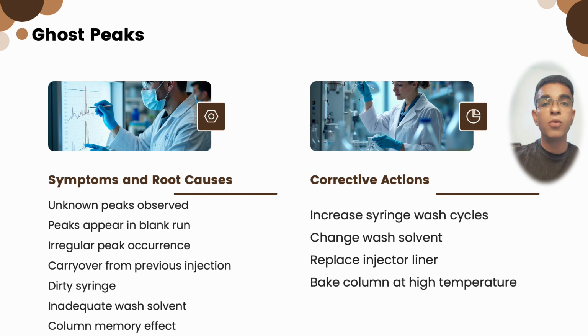Ghost peaks are one of the most confusing problems in GC analysis. Even when blank injections are run, unexpected peaks appear. This problem usually occurs due to carryover from the previous samples. Highly concentrated or sticky compounds tend to remain inside the syringe, liner or the column. Inadequate syringe washing allows residual compounds to reappear in subsequent runs. Increasing syringe wash cycles, using appropriate wash solvents, and baking the column at elevated temperature helps remove the residual contaminants.